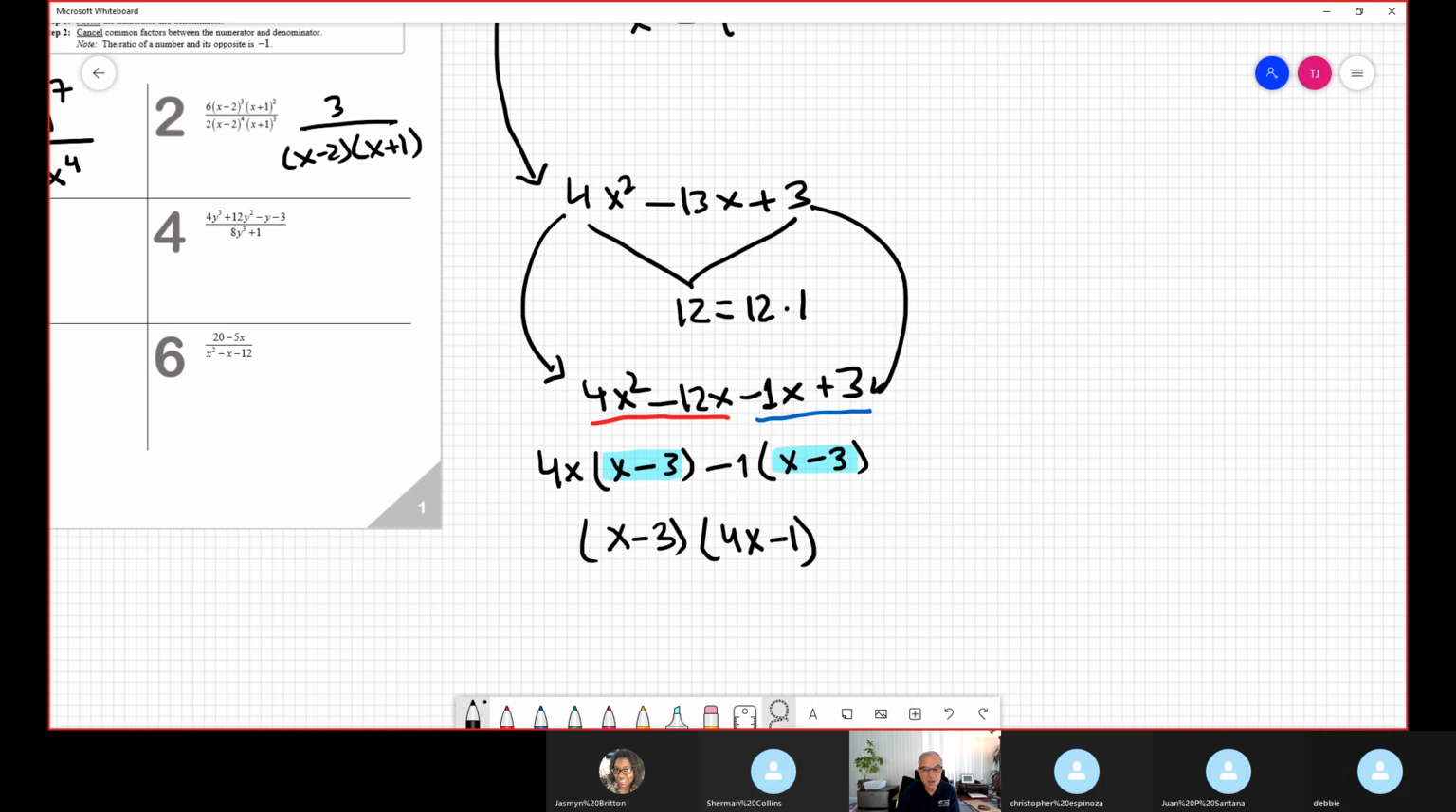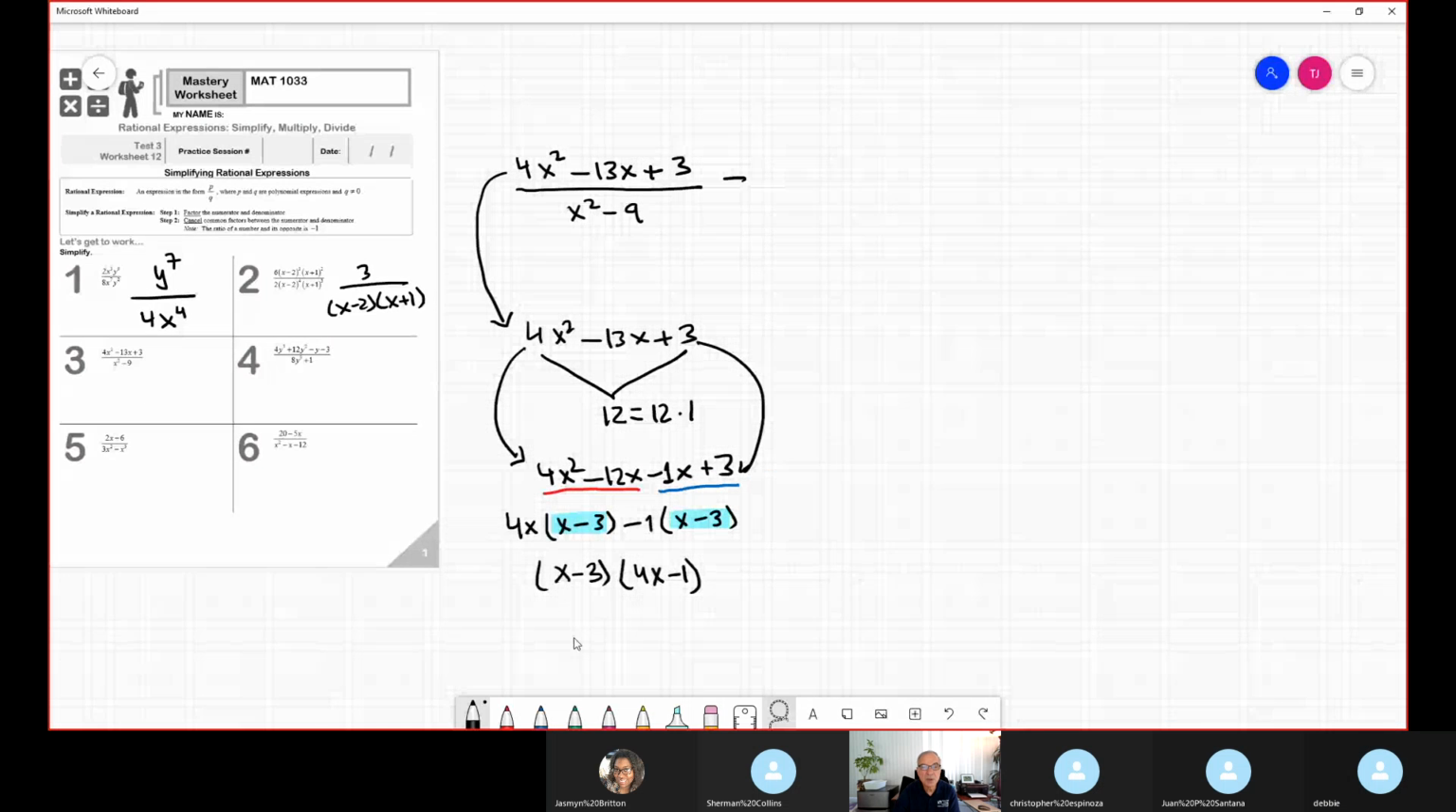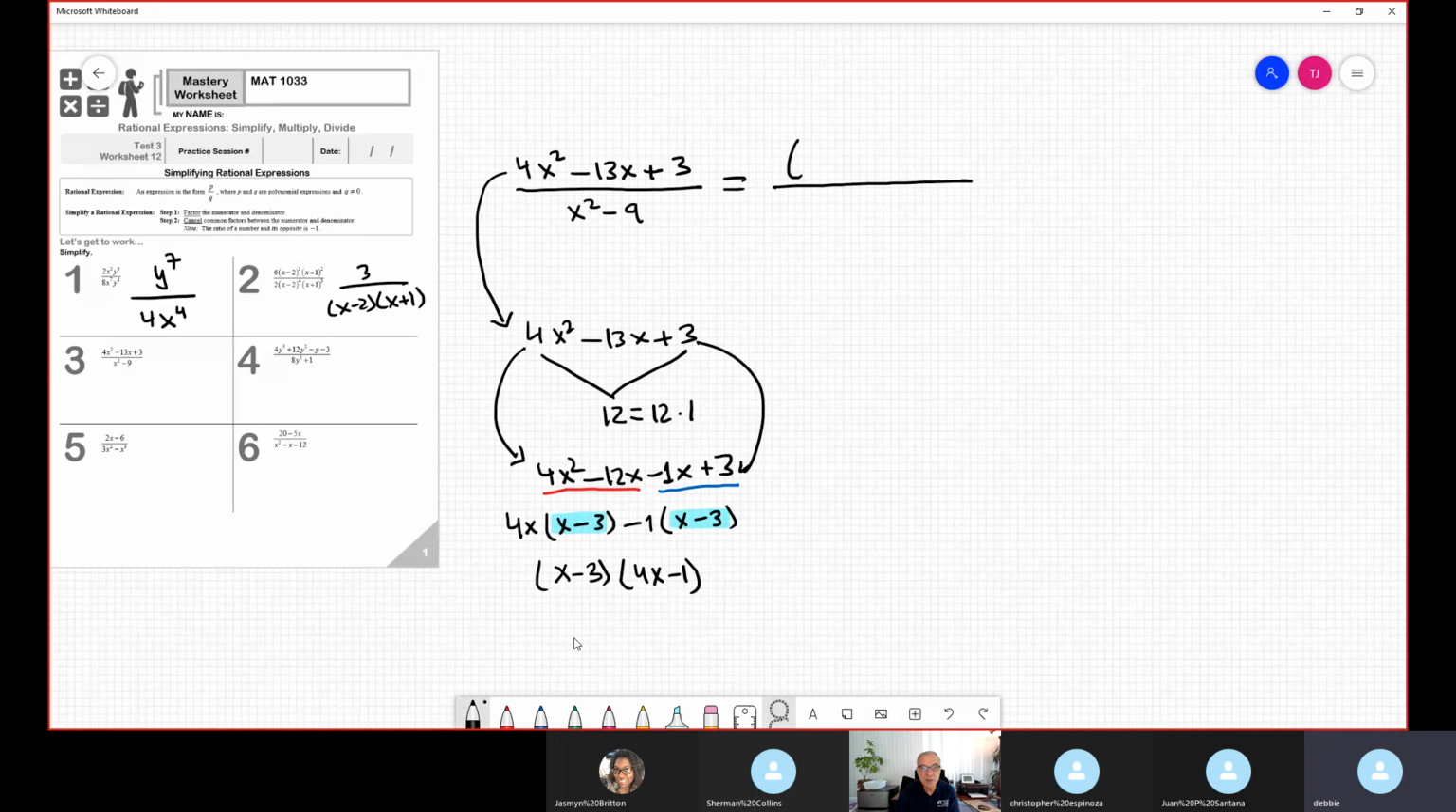And don't forget, this is not an equation. This is a simplified expression. So I just copy this factorization here: x minus 3, 4x minus 1. In the denominator, we have the famous difference of squares, which is super easy. The factorization is x minus 3 and x plus 3. And I can see that we have one factor, x minus 3, that cancels out. They are twin brothers. But the final answer is in the top, 4x minus 1.